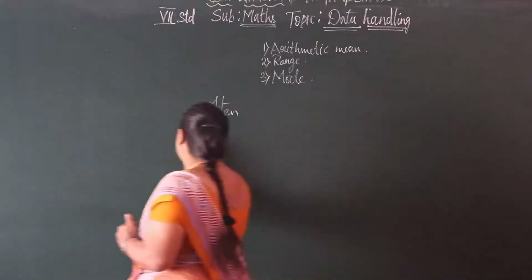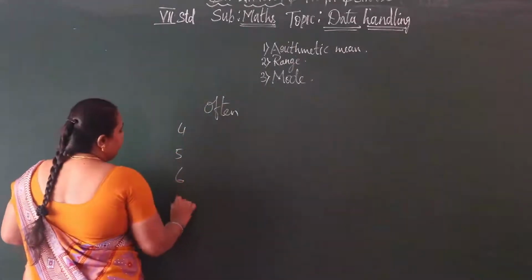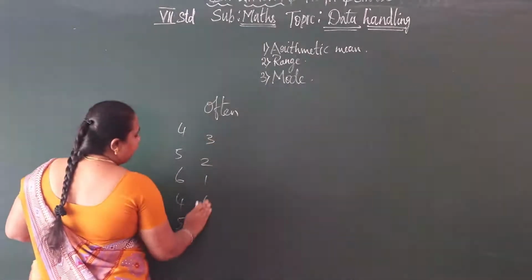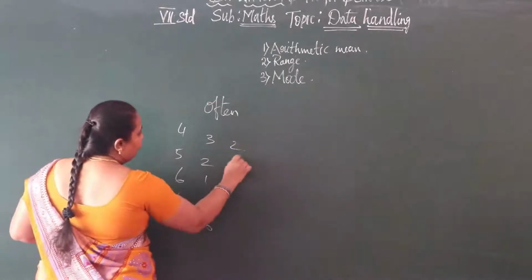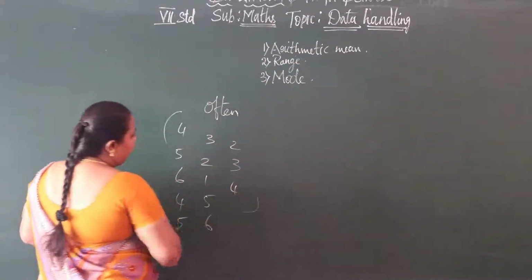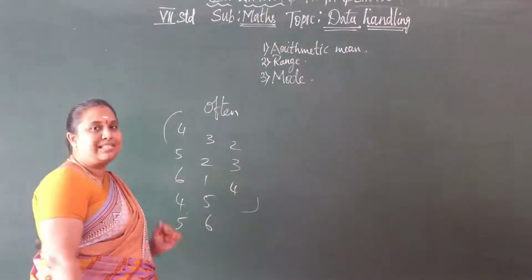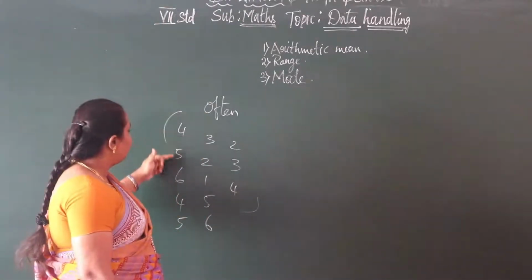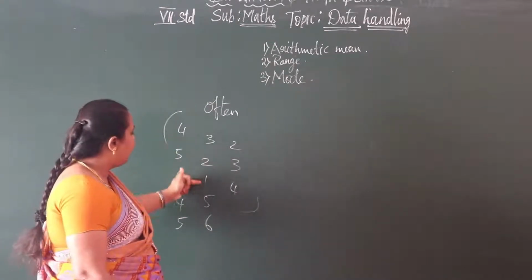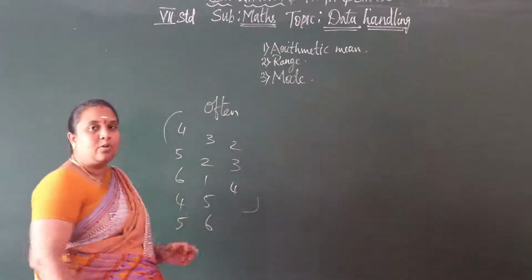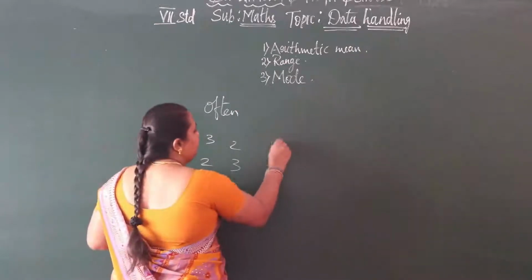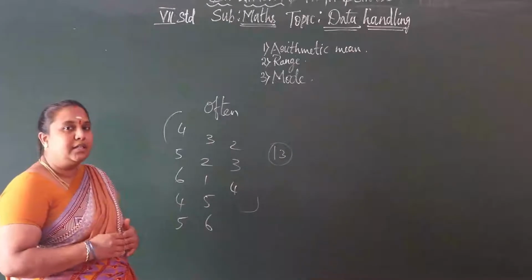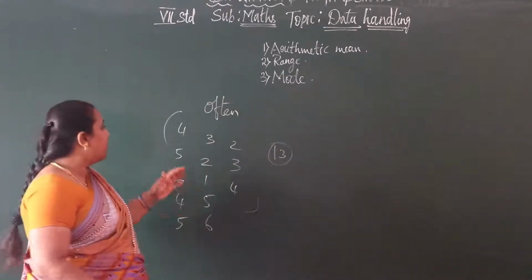If we have a set of numbers 4, 5, 6, 4, 5, 3, 2, 1, 5, 6, 2, 3, 4, these are a set of numbers. In this set, how many numbers do we have? 1, 2, 3, 4, 5, 6, 7, 8, 9, 10, 11, 12, 13. Out of 13 numbers, how many numbers are repeated again and again?